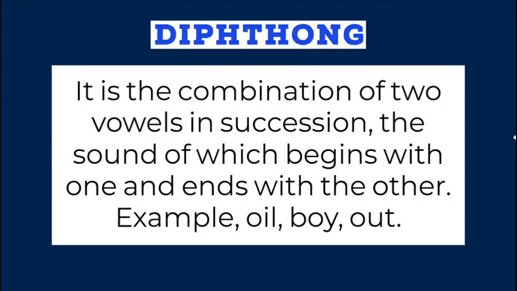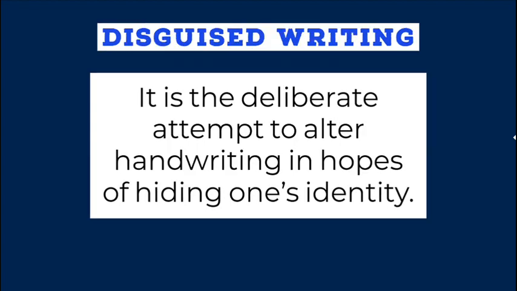Diphthong. It is the combination of two vowels in succession, the sound of which begins with one and ends with the other. Example: oil, boy, out. Disguised writing. It is the deliberate attempt to alter handwriting in hopes of hiding one's identity.